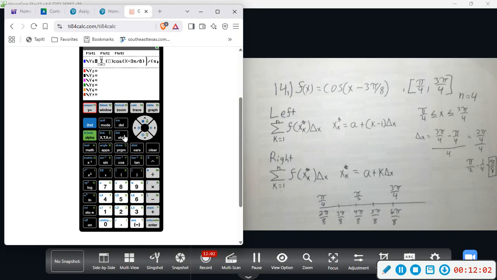Oh, it's still there. Can I delete it? There we go. All right. Second, insert, parentheses. Let's graph, make sure it's still there. Okay. Second, quit. All right, so you want to be on the home screen. Math, and go 0.